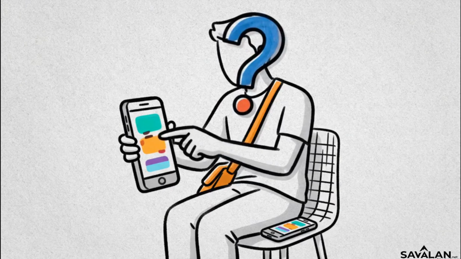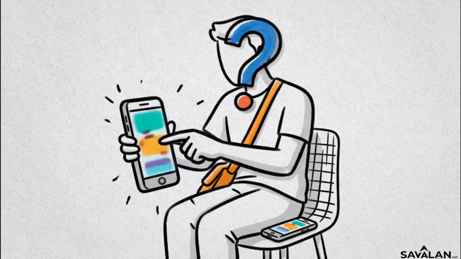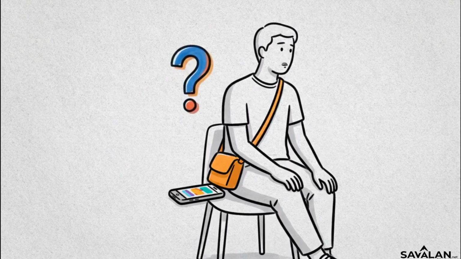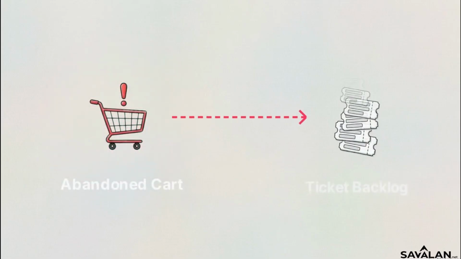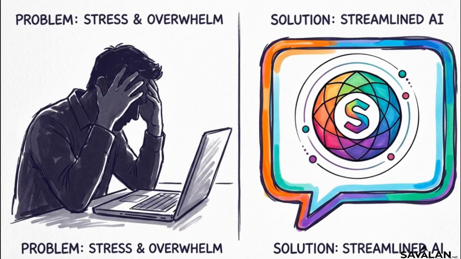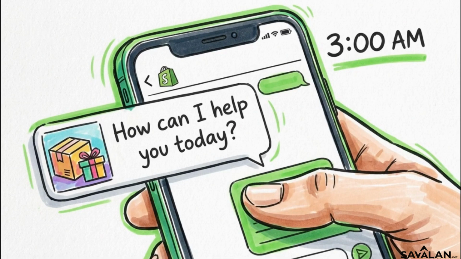Most Shopify stores lose customers in silence. A visitor browses, has a question, gets no answer, and leaves. This creates an abandoned cart for the merchant and a growing pile of routine support tickets for the team. Savalan Live Chat and AI Chatbot addresses this by placing a dedicated assistant on your store, one that recommends products and follows up at any hour.